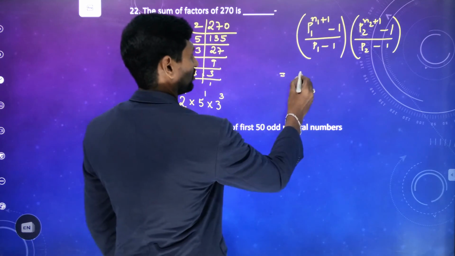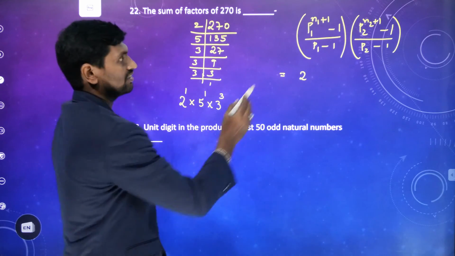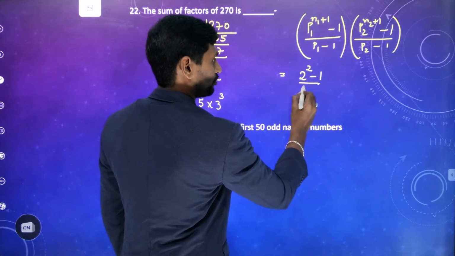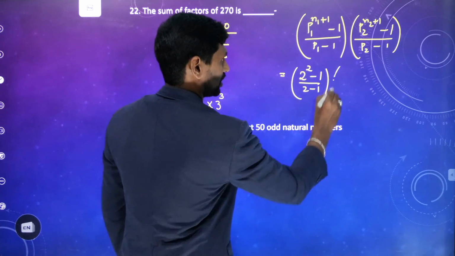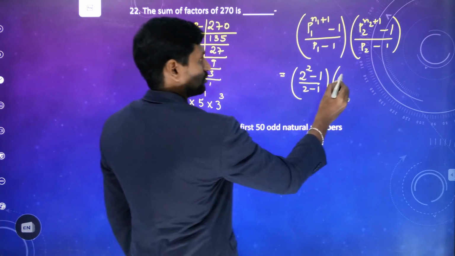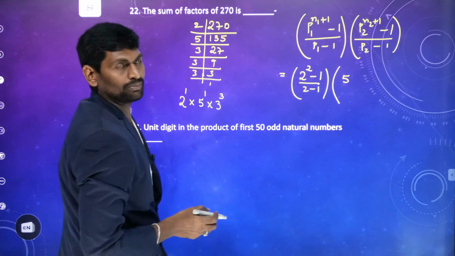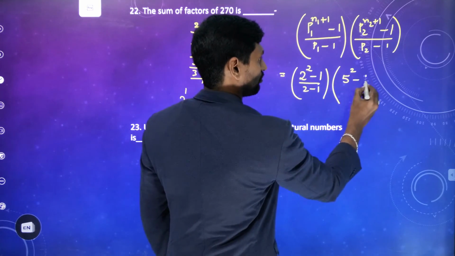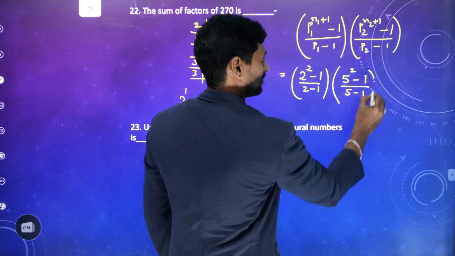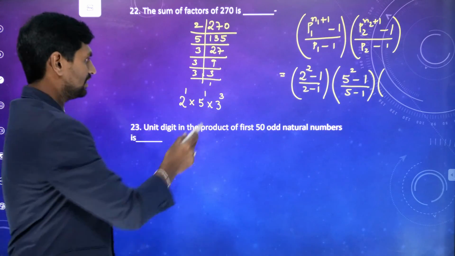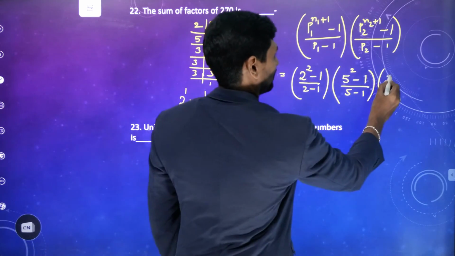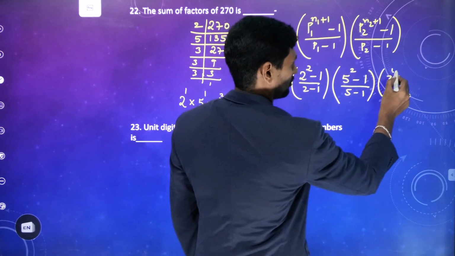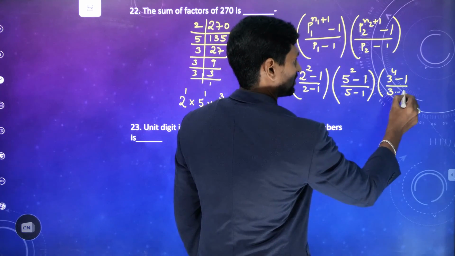So P1 is nothing but 2. 2 power how much? 1. According to the formula, 1 plus 1, 2, minus 1 by 2 minus 1. Now here 5, second one. P2 means the second prime number, N2 means its exponent 1. Again 1 plus 1, 2, minus 1 by 5 minus 1. And third one, 3. 3 power exponent is 3. 3 plus 1, 4. 4 minus 1 by 3 minus 1.